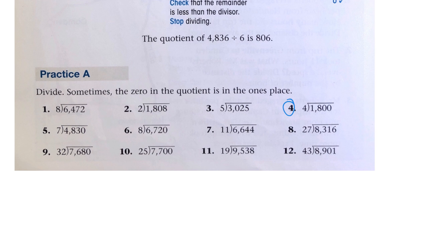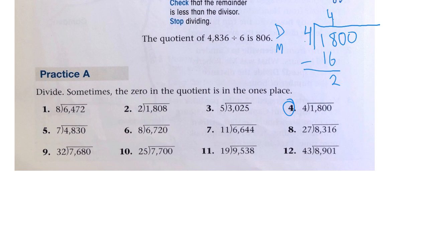Let's take a look at number 4. We'll put them up here for more room. 1,800 divided by 4. 4 doesn't go into 1, but 4 will go into 18. 5 fours would be 20. That's too much. 4 fours might work. So there's our dividing. 4 times 4 is 16. There's our multiplying.